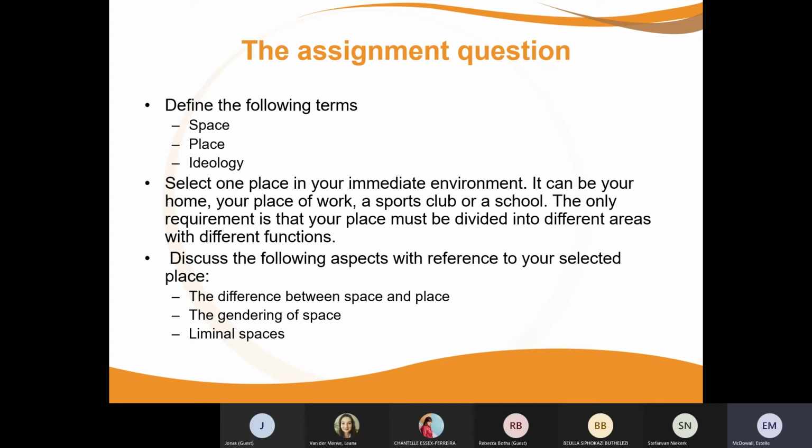You had to give definitions of space, place, and ideology. Then you had to select a location in your immediate environment, your home, your place of work, something like that. And then you had to discuss three aspects with reference to your selected place.